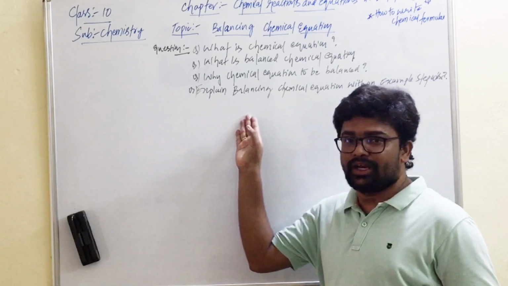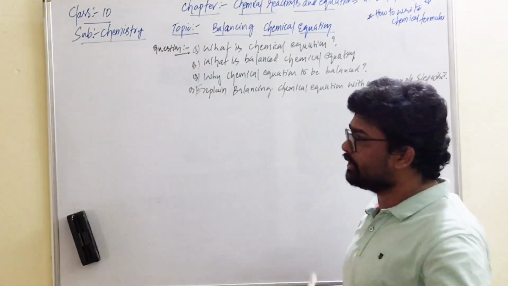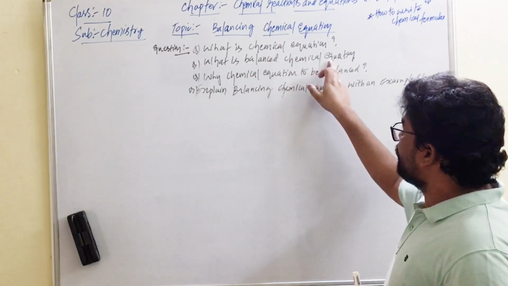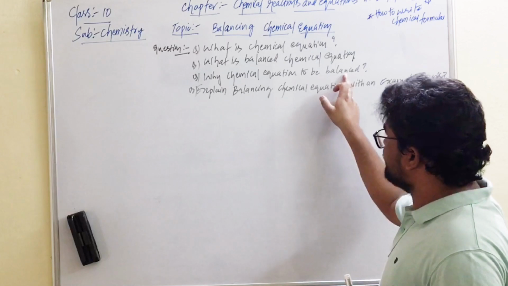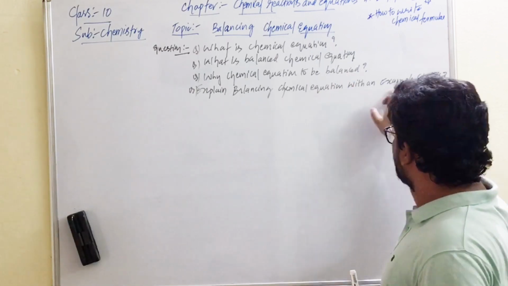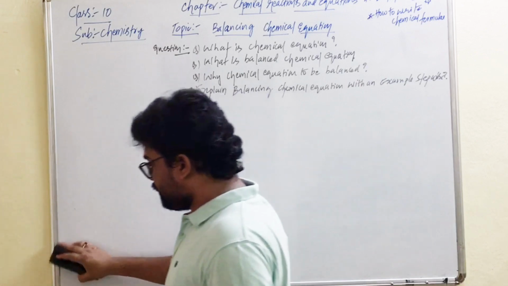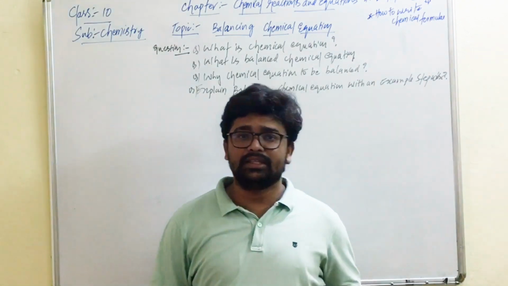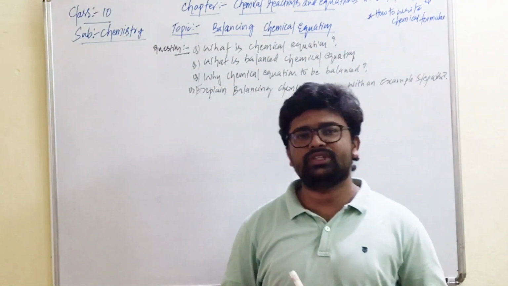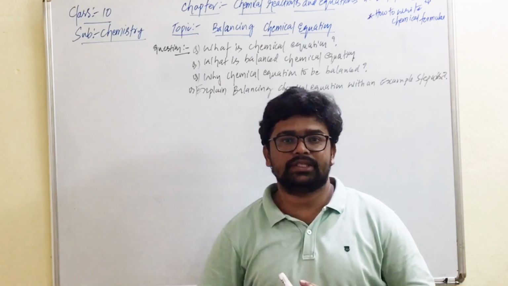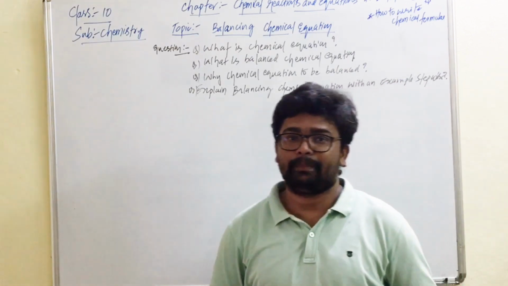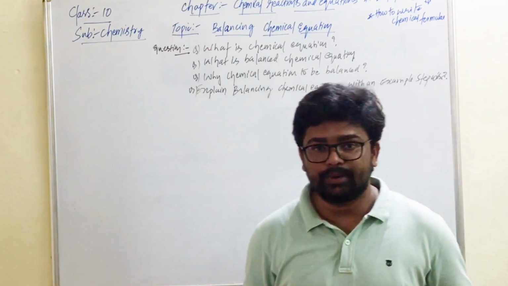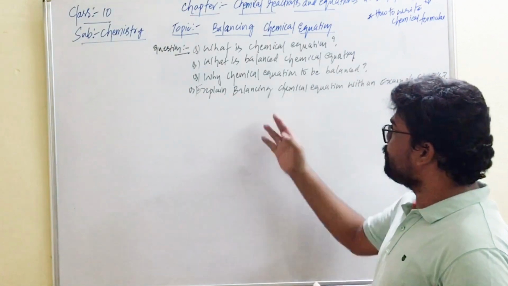Some of the questions which were asked, and there is a probability of asking these questions. What is a chemical equation? What is a balanced chemical equation? Why should a chemical equation be balanced? Or explain balancing a chemical equation with an example stepwise. That is a very important concept we are going to discuss now. Many times it was asked in examinations as a compulsory question, and most of the students face problems in balancing chemical equations. So let us learn today how to get rid of this problem, that is, how to balance a chemical equation. Please note down these questions.